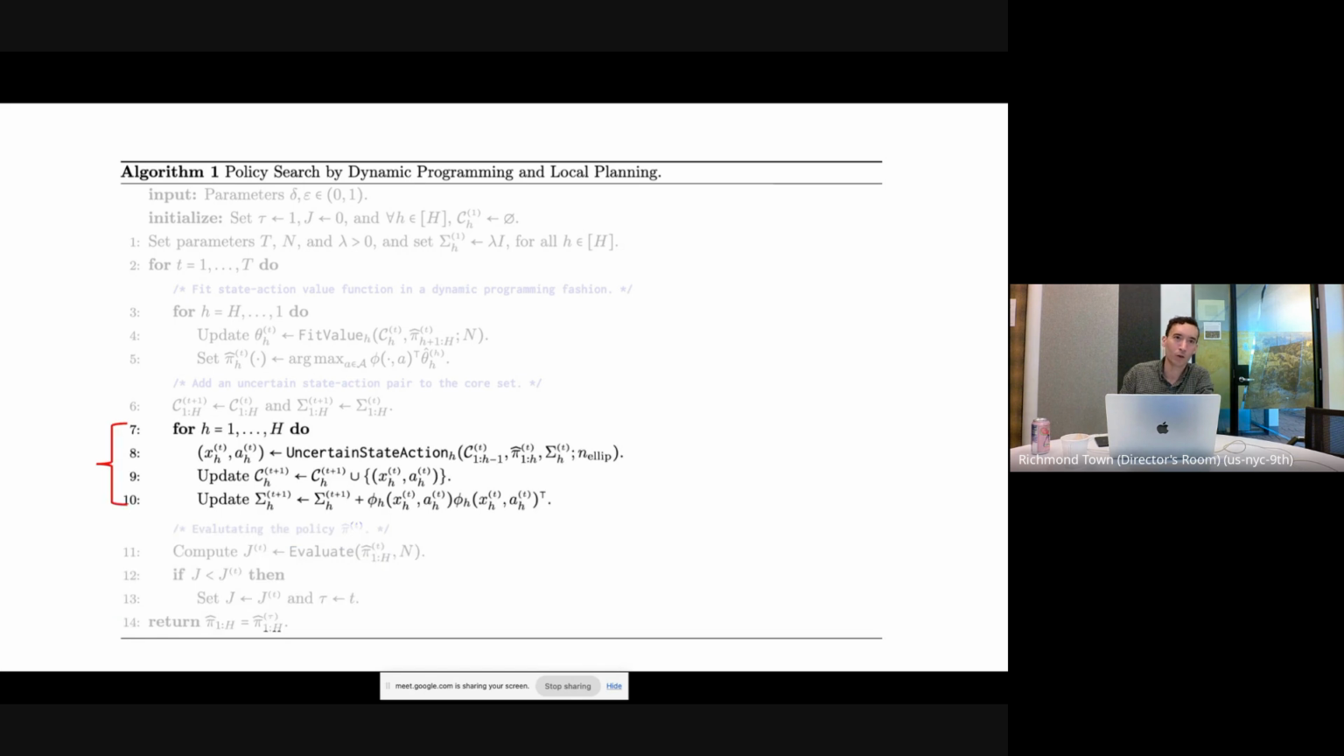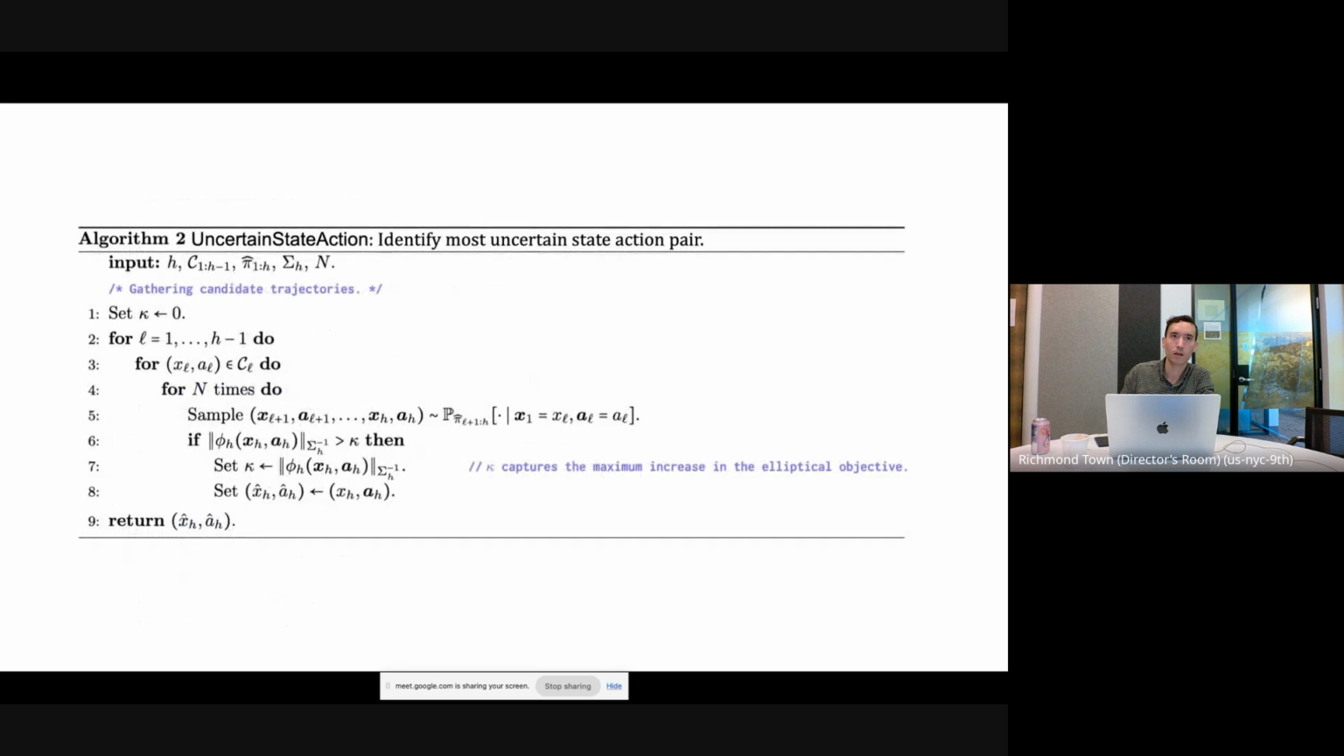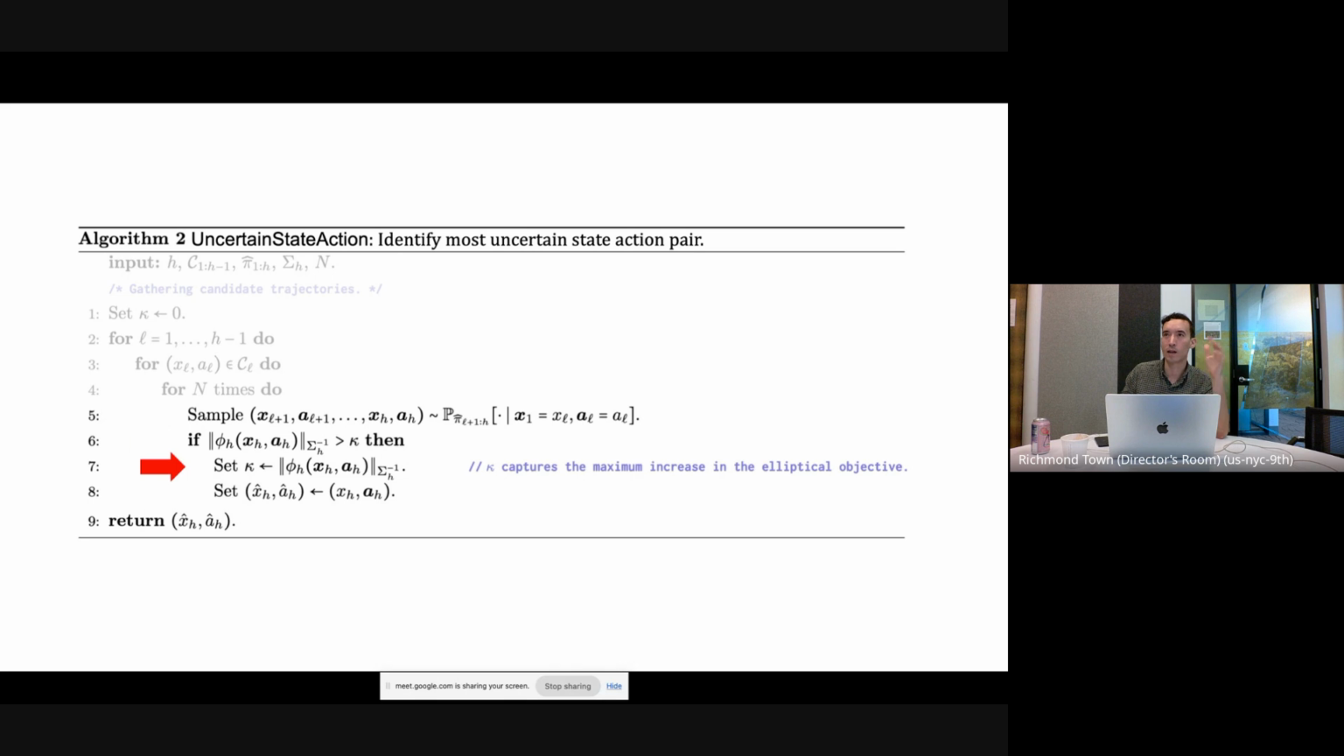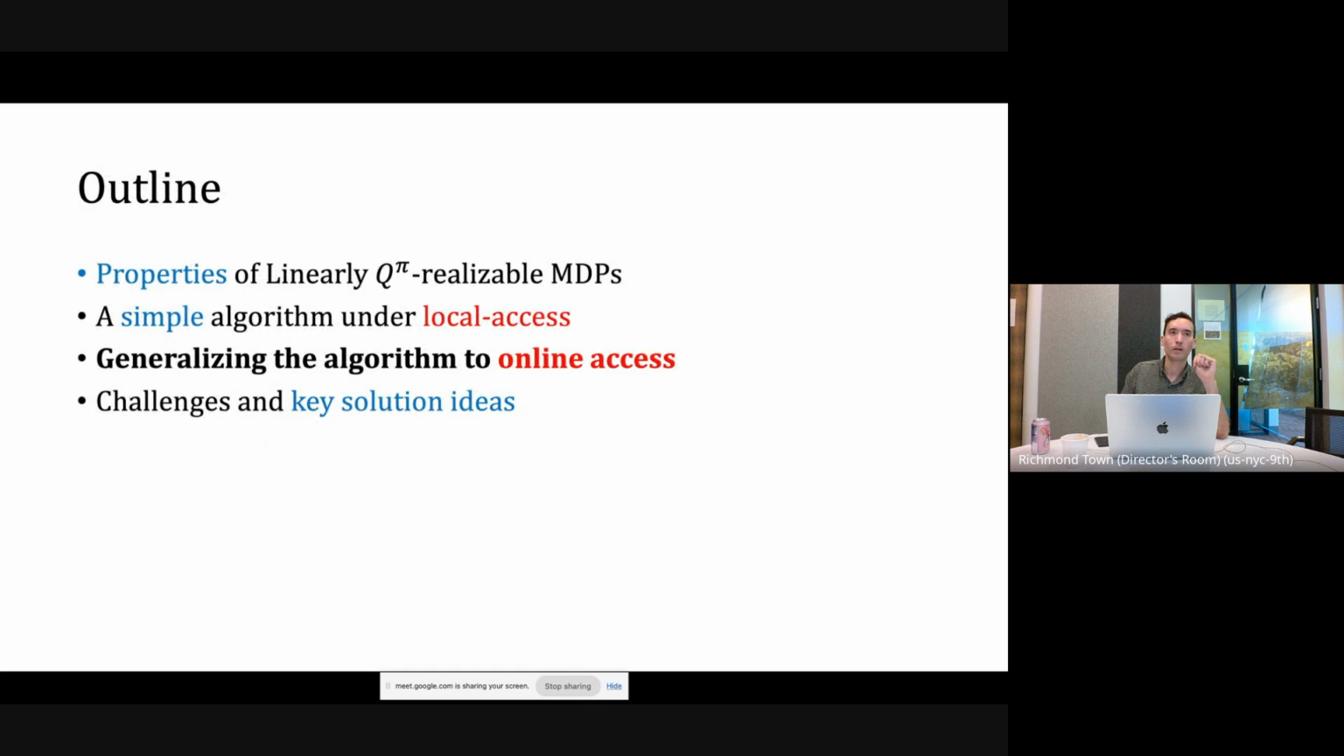I'm going to very quickly skim over what this subroutine does. Essentially, you iterate over state action pairs in your core set, and starting from those state action pairs, you roll out, and then you see if the state action pair XH, AH has a large elliptical bonus, and you return the one that has the highest elliptical bonus. That's going to be the most uncertain state action pair. I'm not going to go over the details of this algorithm. I just wanted to give you a very high-level idea of what this is doing. So that was the algorithm for local access. It's okay if you didn't get all the components of it. I just want to give you a high-level structure.